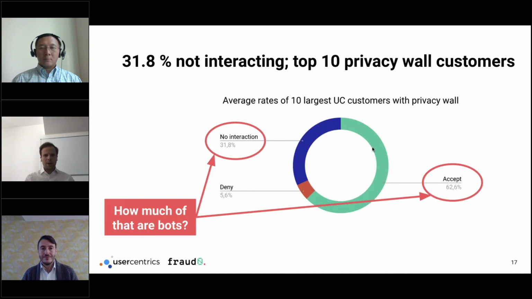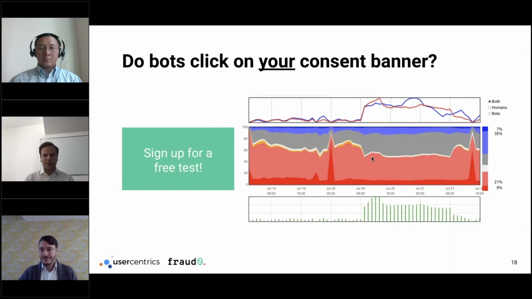So we know about the ratios and the rates, but there's one thing that is still a little bit unclear. I mean, 31.8% of the visitors of our customers are not interacting with the privacy solution. 62.6% are interacting, and the question here is, how many of those are bots? Together with Fraud Zero, our company Usercentrics tests if bots click on your privacy banner. If you want to sign up for a free test, please contact Tilman Pfeiffer.